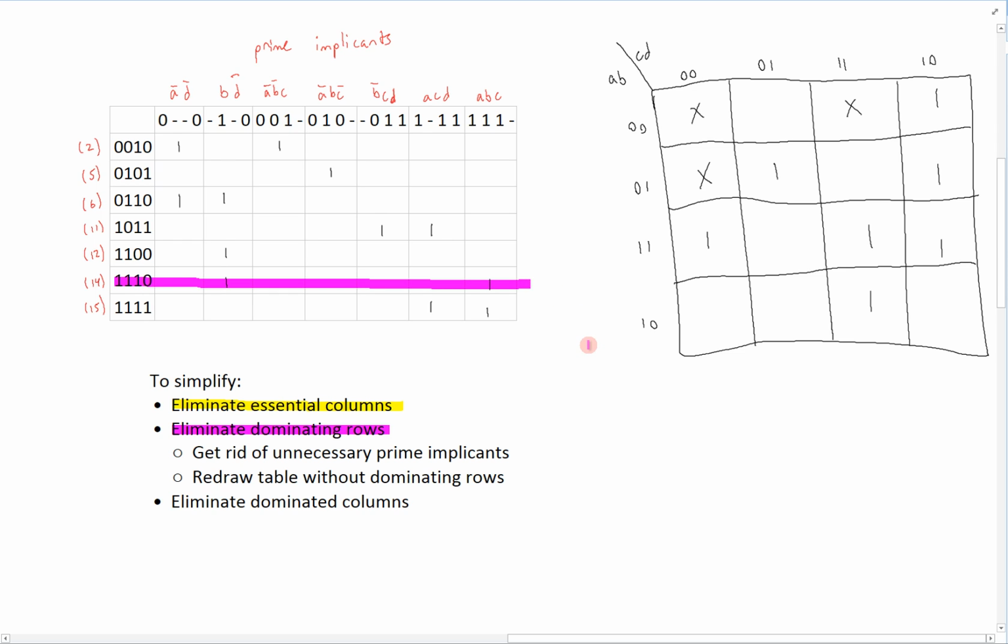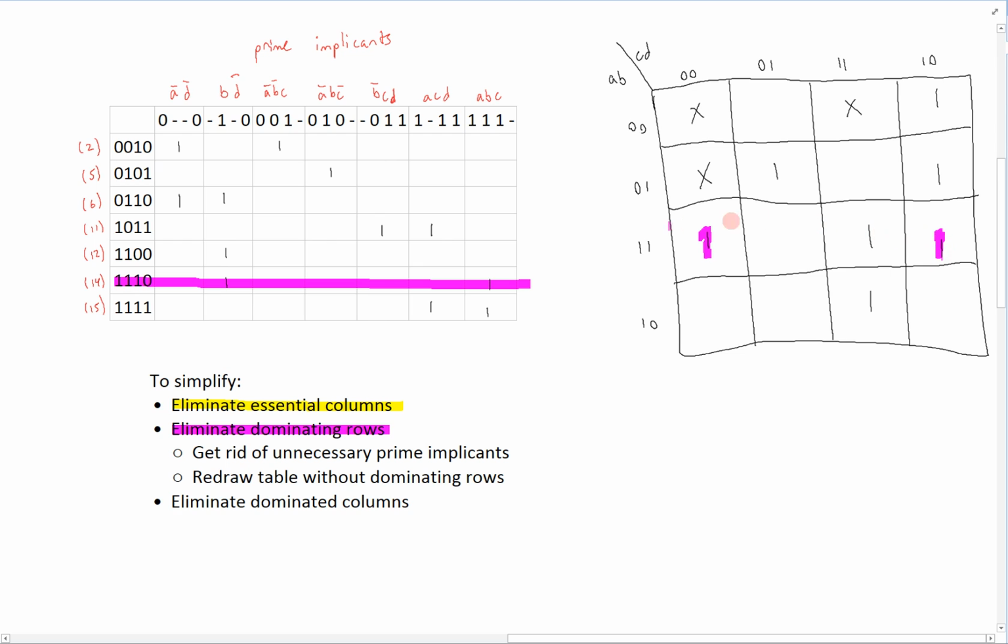So what does this mean? We can look at these two minterms in our K-map, and it's going to correspond to, for this one, 1110. That's this term over here. And 1100, that's this term right here. And we're saying that we can get rid of this minterm for our analysis.